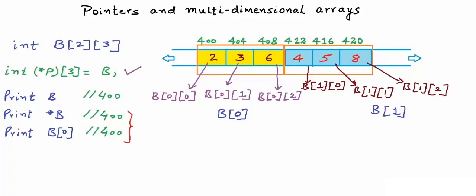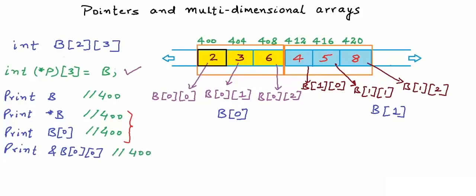Now if I use B0, because B0 is a one-dimensional array, we will get a pointer to the first integer in B0. So we will get a pointer to B00, this block of 4 bytes starting address 400. Once again, if we would just print the address, then the starting address of this block is 400. That's why the output here is 400. Even if I would print ampersand B00, the output will be 400.